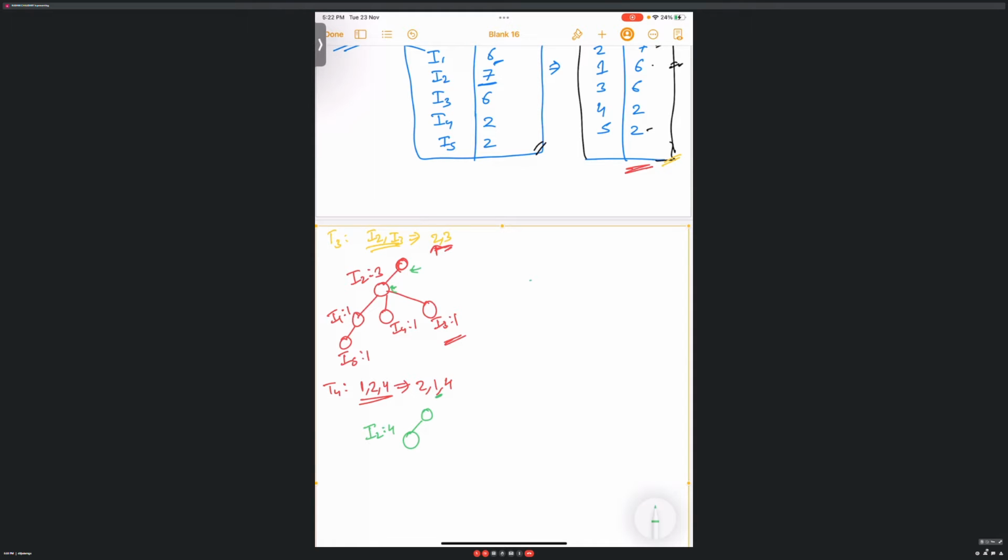Now 1. Do I have access to 1? Yes, I have. So this time the count of I1 will be 2. It has increased by 1. Now I am here. Do I have access to 4? No, I don't have. So in this case I will add one more node with I4. Occurrence will be 1. I5 occurrence was already 1.